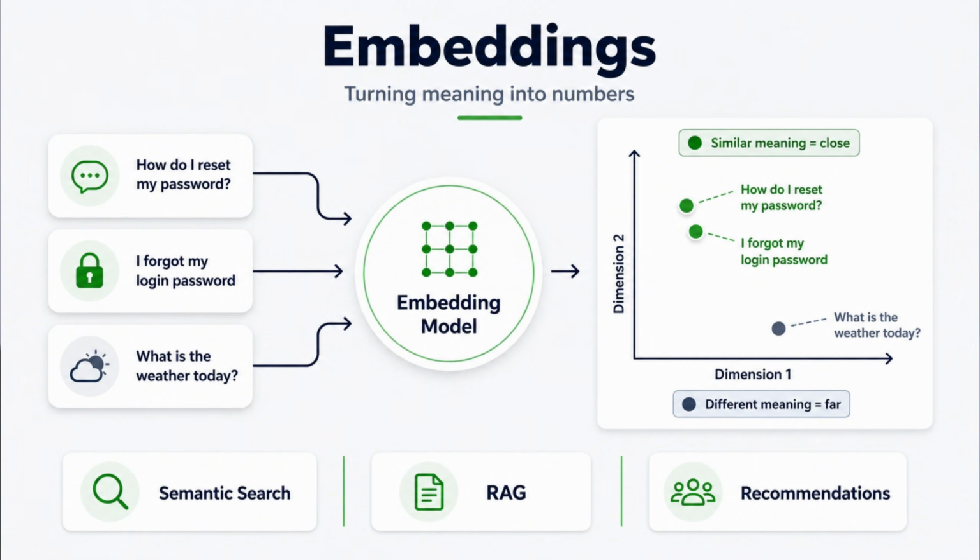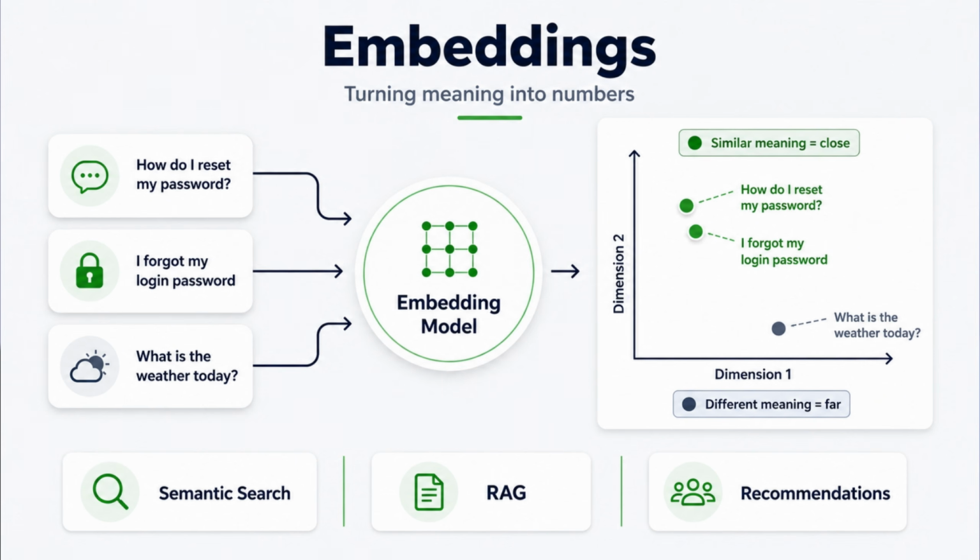The first sentence is, how do I reset my password? And now take a second sentence, I forgot my login password. These two sentences use different words, but the meaning is very similar. So a good embedding model will convert both sentences into numbers that are close to each other. And if we take another example, what is the weather today? This sentence has a completely different meaning, so the embedding should be far away from the password related sentences. That is the basic idea.